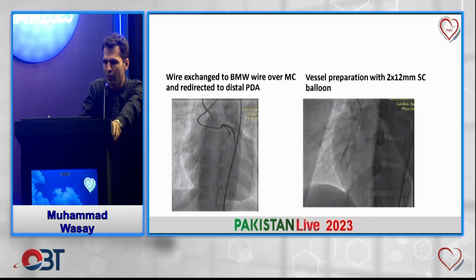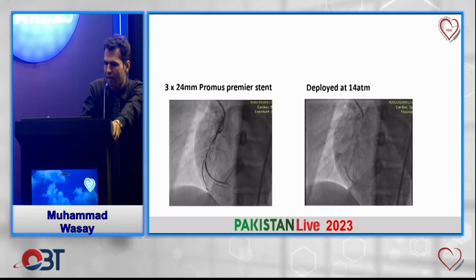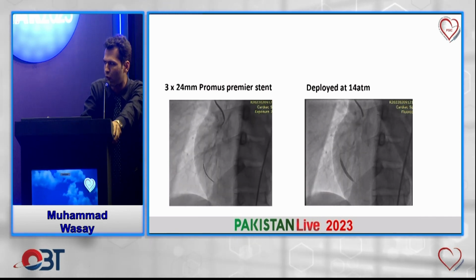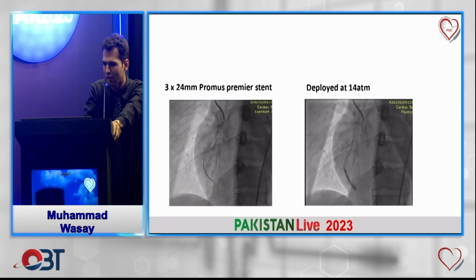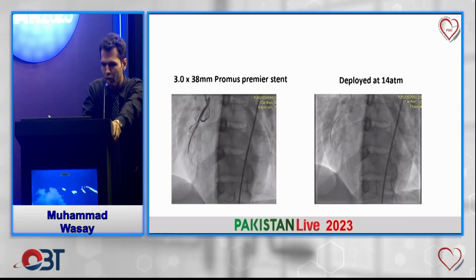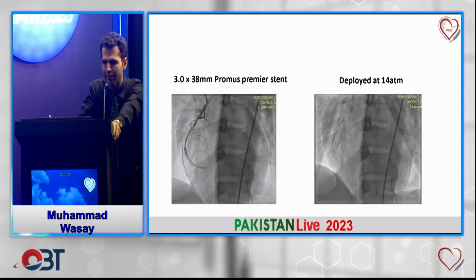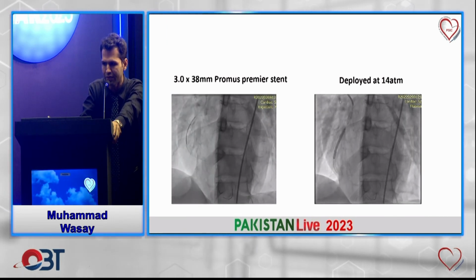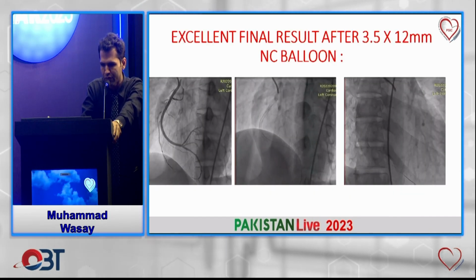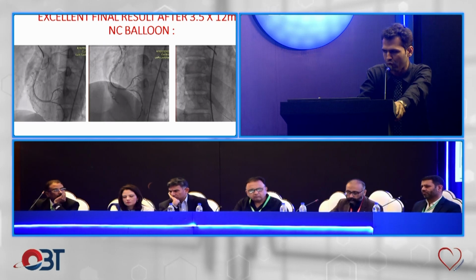After preparing the vessel with semi-compliant balloon of size 2 x 12 mm, we placed a Promus Premier stent of size 3 x 24 mm and deployed the stent at 14 ATM. We took another stent of size 3 x 38 mm and placed it in distal RCA and deployed this at 14 ATM. So these are the final results after post dilation with 3.5 x 12 mm NC balloon.